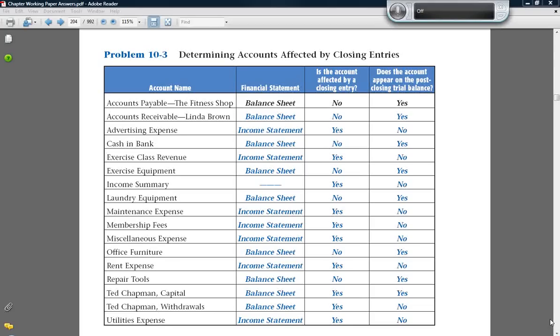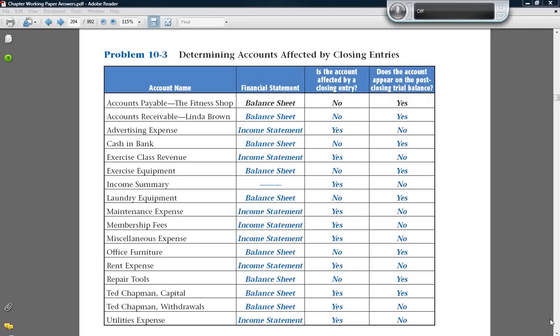Advertising expense, an expense, a temporary account, appears on the income statement. It is affected by a closing entry and does not appear on the post-closing trial balance. All temporary accounts are closed, so they do not appear on the post-closing trial balance.